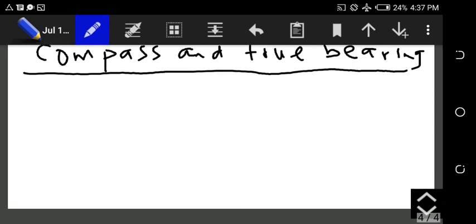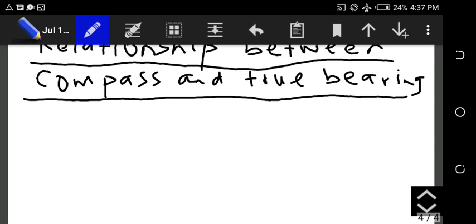For example, problems could come asking you to state the equivalence of a given bearing. Maybe it could be a true bearing, and you're asked to state its equivalence in compass bearing, or it could be a compass bearing, and you'll be asked to state the true bearing equivalence of that.